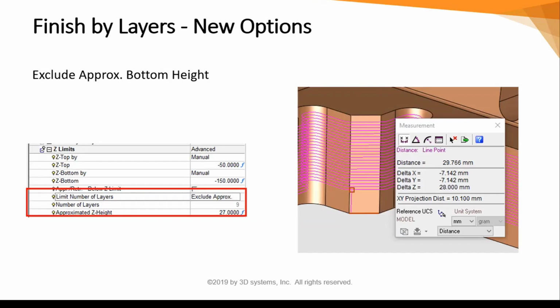And the last parameter for this new option is exclude approximated bottom height. Basically, it's the same idea as before, just the opposite. We can set approximated Z height, and the system will exclude this height. Same as before, the number of layers is calculated by the system and the parameter is grayed out.